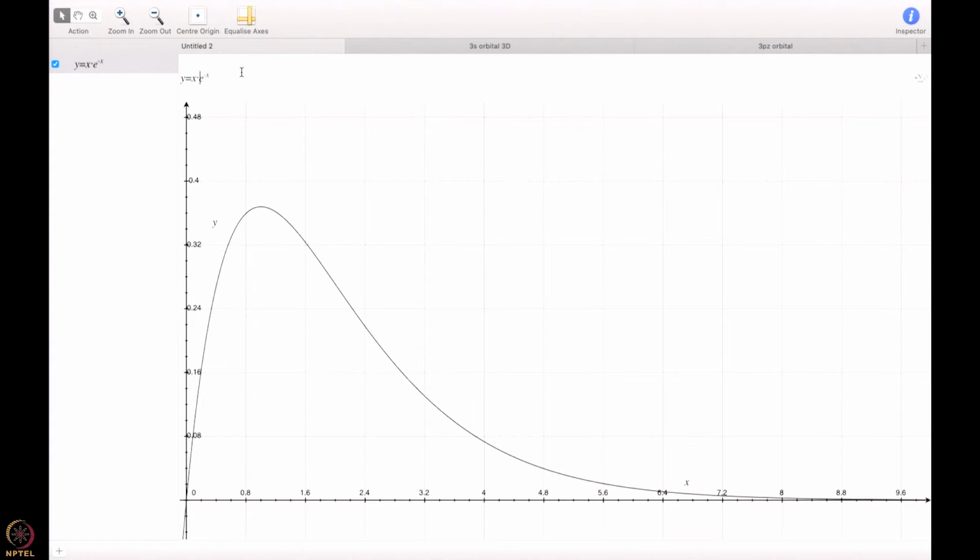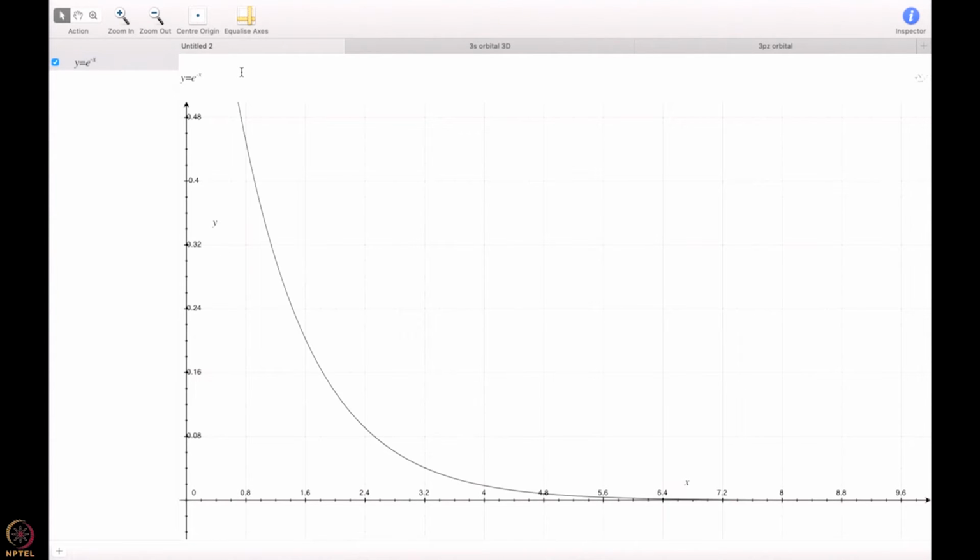So, I will plot x into e to the power minus x, and I strongly encourage you to do this yourself, it is a lot of fun. I have a MacBook, so I am using Grapher, but you can use any graph plotting software of your choice and you can play around like I am doing right now. Okay, here goes. So, exponential decay.